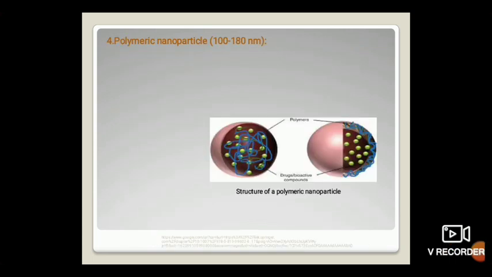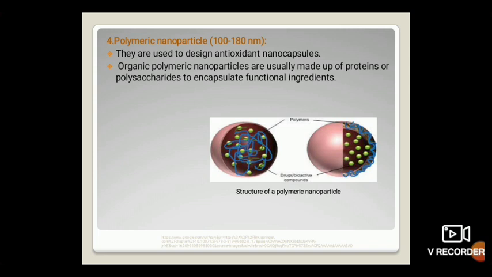Polymeric nanoparticles. Polymeric nanoparticles are about 100 to 180 nanometer in diameter. They are used to design antioxidant nanocapsules. Organic polymeric nanoparticles are usually made up of proteins or polysaccharides to encapsulate functional ingredients and release them in response to environmental triggers. For example, polylactic acid, which is a biopolymeric nanoparticle, is used to encapsulate nutraceuticals.